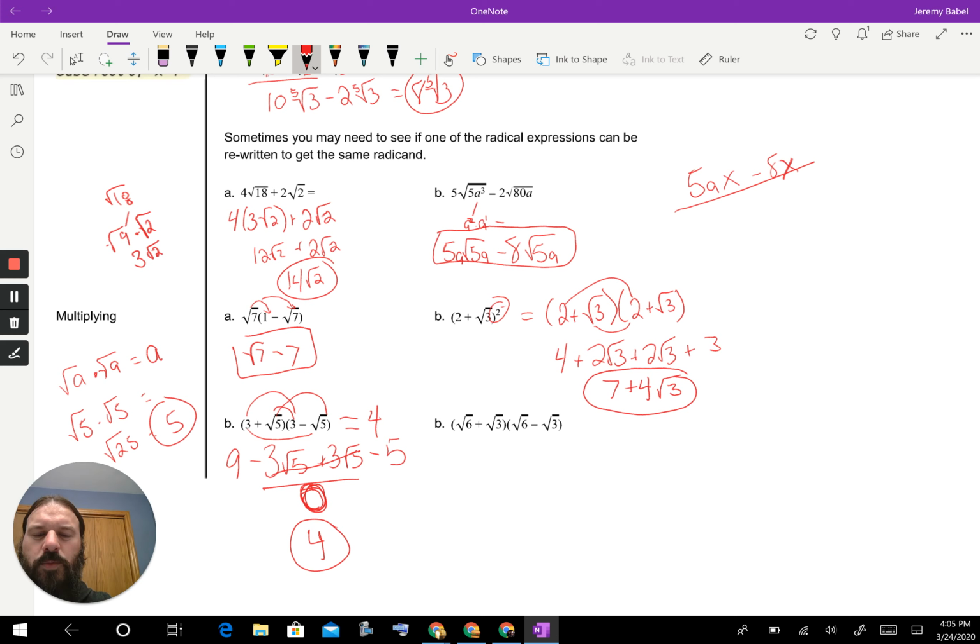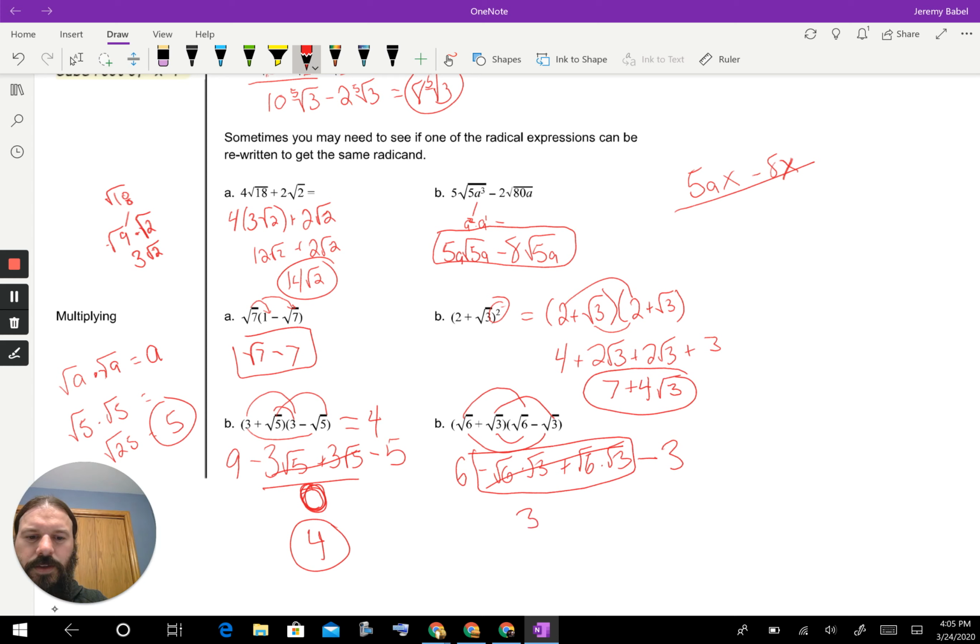Let's take a look at one more here. First times first, square root of 6 times the square root of 6 is 6. And then the outer, minus the square root of 6 times the square root of 3. Inner, plus the square root of 6 times the square root of 3. And then last, root 3 times the negative root 3 is going to be minus 3. Square root of 3 times square root of 3 is 3. All right, so again, those cancel. Positive and negative of the same thing. 6 minus 3 is 3. And again, we have that disappearing, canceling, and simplifying to just the number 3.